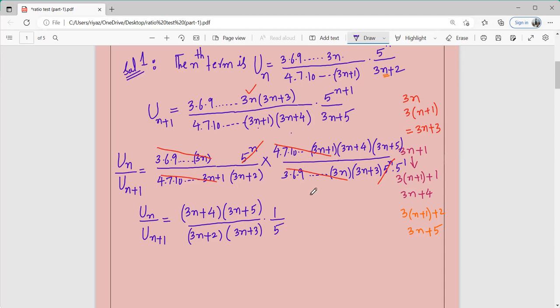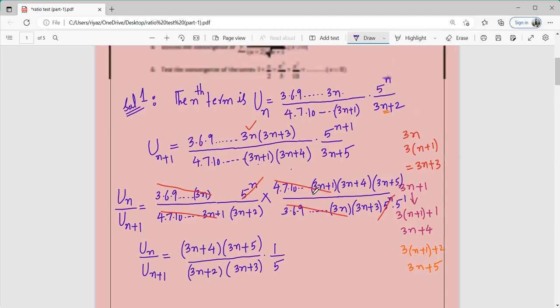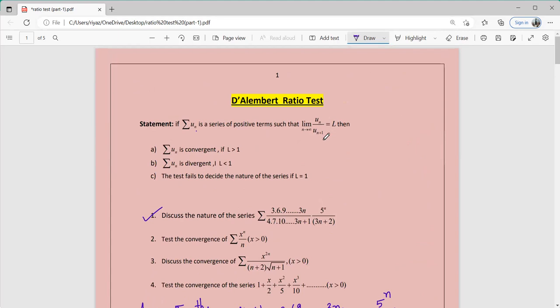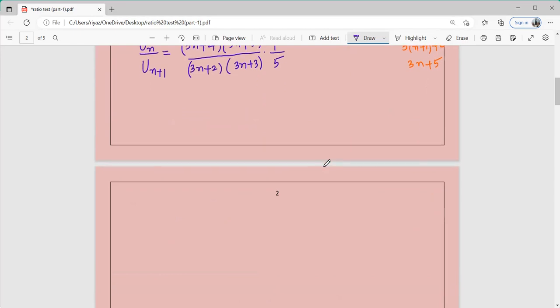एनी डाउट? नो डाउट सर। Okay. See, un by un plus 1 value is now over. Now apply limit n tends to infinity on both sides.